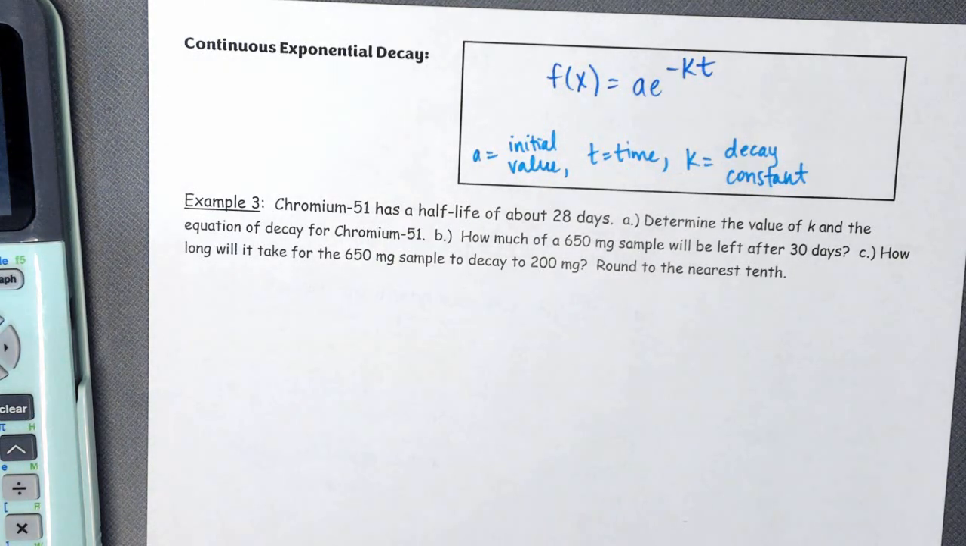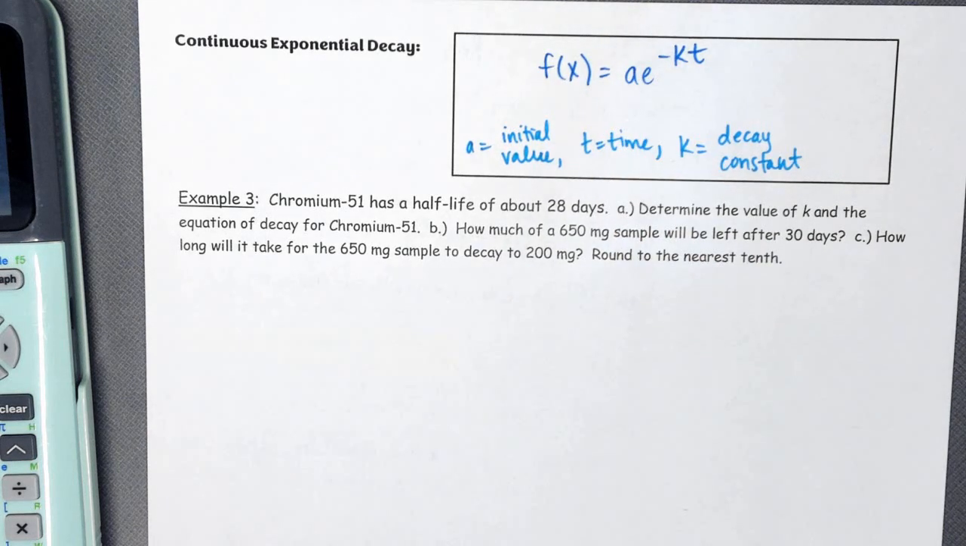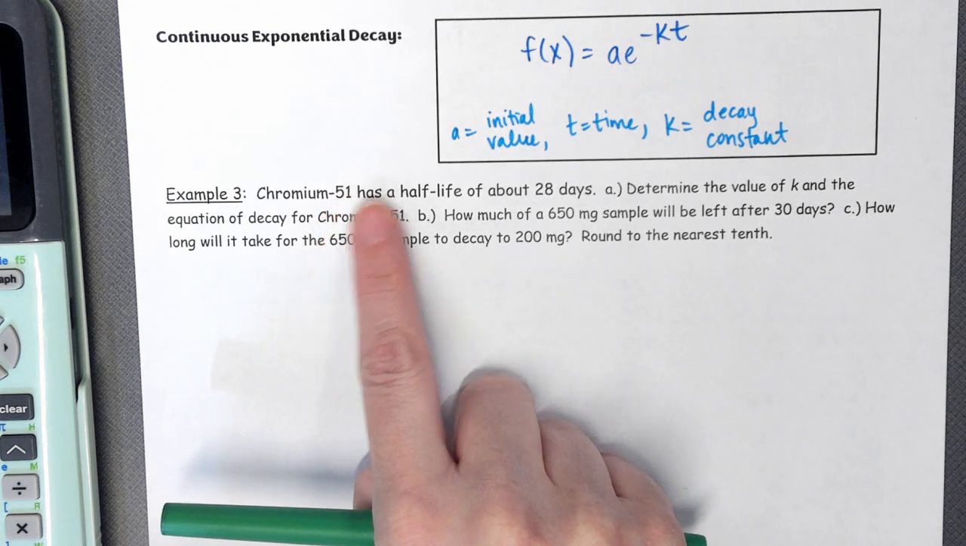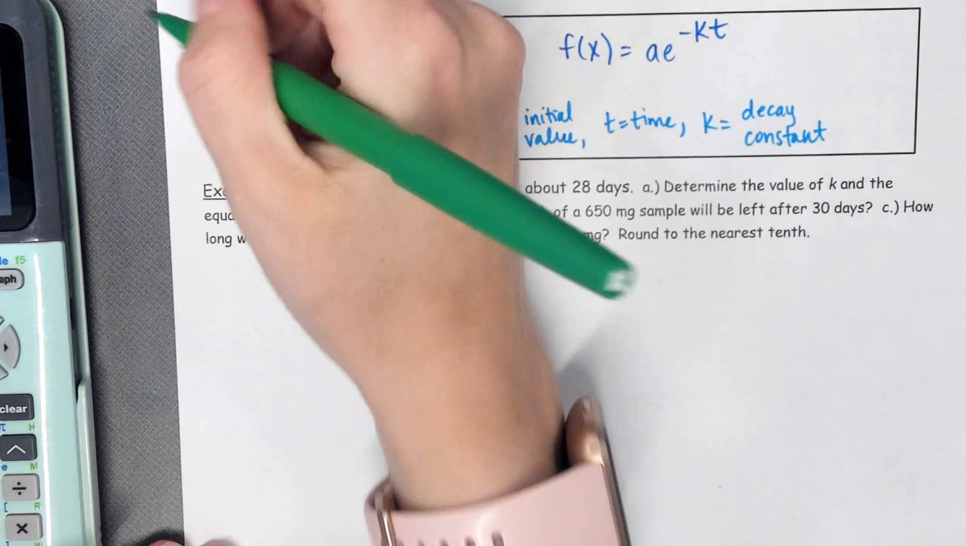And this exponential decay function is something that you'll see in your next math classes as well. If you ever study half-life in your chemistry classes, because it uses chemicals, the carbon-14, there's artifact dating. You'll do an example with that in your homework. You will use some variation of this formula. So for example 3, it says chromium-51 has a half-life of about 28 days. So let's make sure we understand what half-life means.